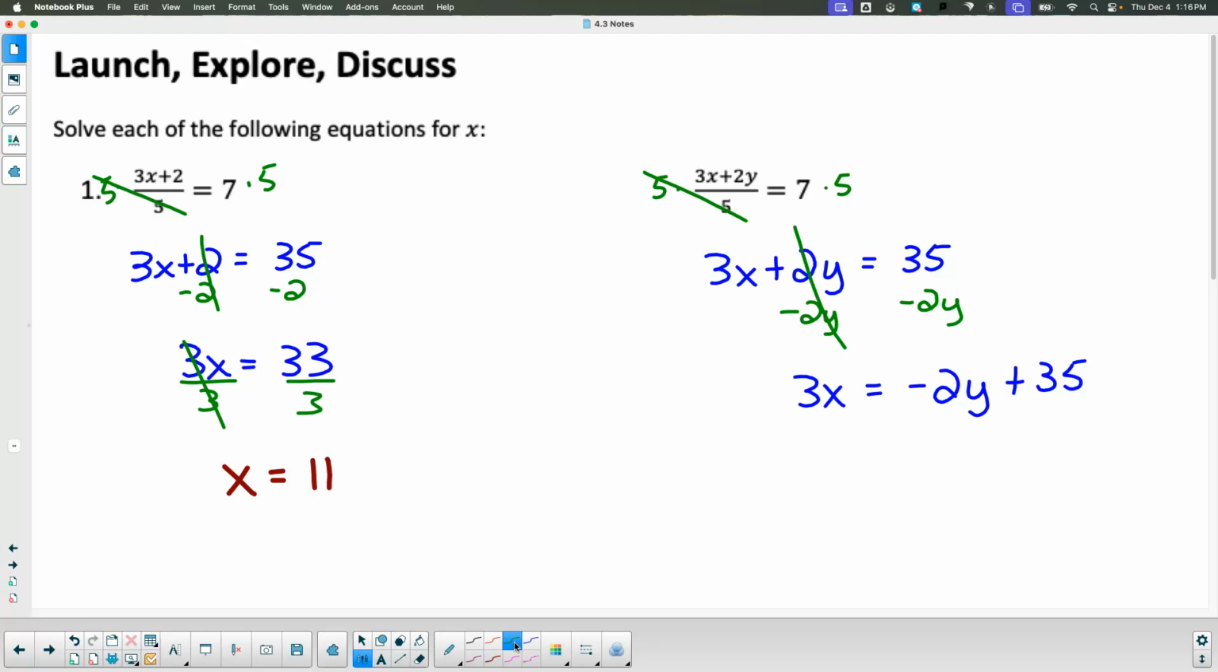Divide by 3. And I'm going to divide everywhere by 3. Not going to just do it in one spot on the right side. I'm going to do it everywhere by 3. So then that would give me x equals negative 2/3 y plus 35/3.